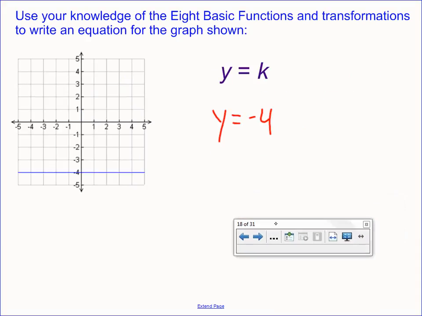And lastly, a constant function, y equals k. For this particular function, the constant function, the y-coordinate on every single point on that blue graph was -4, so y equals -4. It's kind of hard to see on the printout because it's black and white. It should be y equals -4.